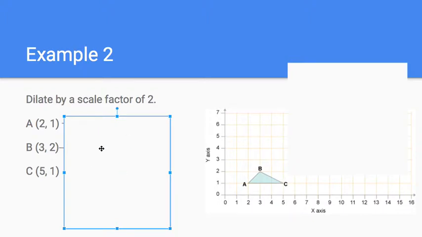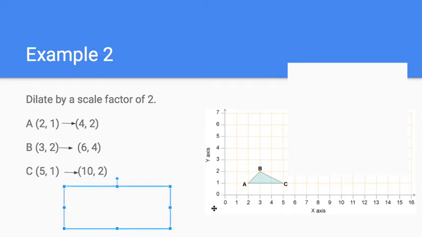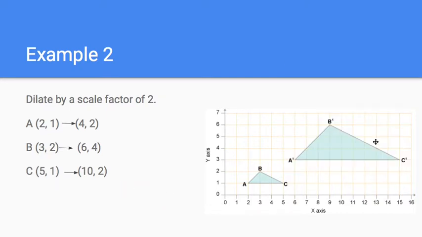Now to dilate, I multiply every number by 2. So 2 times 2 is 4, 1 times 2 is 2, 3 times 2 is 6, 1 times 2 is 4, and 2 times 5 is 10, 2 times 1 is 2. So here are my new coordinates. So I graph it, here's my new figure.